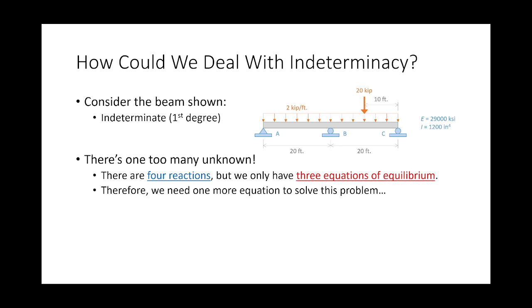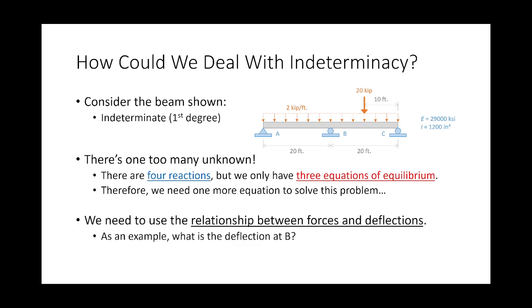There are 4 reactions, but we only have 3 equations of equilibrium. So we have one more unknown. We need another equation. Okay. Now, the reason why we haven't directly talked about indeterminacy until now is because you cannot analyze an indeterminate structure until you understand the relationship between forces and deflections. Okay. I propose that in order to analyze a statically indeterminate structure, you need more than the equations of equilibrium.